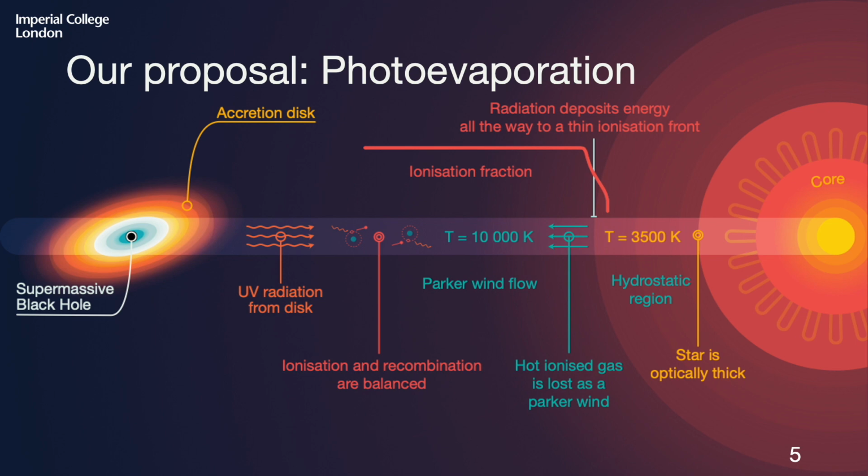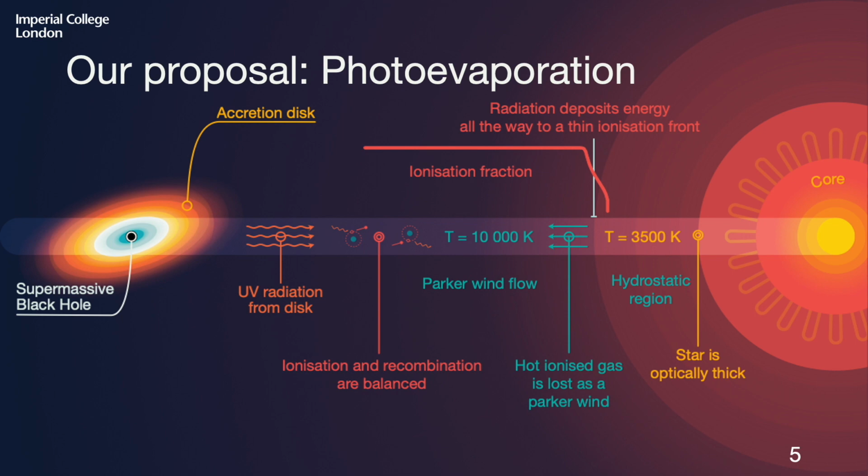Our idea is that the radiation will be energetic enough to ionize hydrogen, and it will deposit energy in the outer region of the star, since most of the star is made out of hydrogen. It will do this until all of it is spent and the fraction of ionized hydrogen drops to zero. This will create a very thin region in which this fraction is drastically lowering, and all the gas behind it will stay still and not feel anything. But the gas that was bathed in radiation will gain a lot of energy and be able to escape the gravitational pull of the star and be lost in the form of what we call a Parker wind.